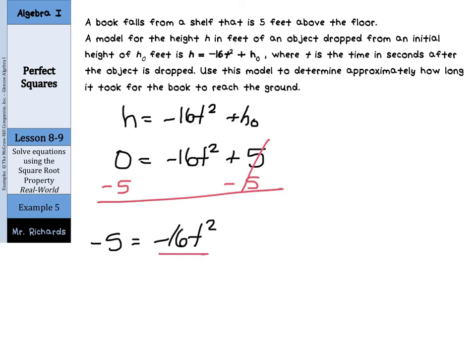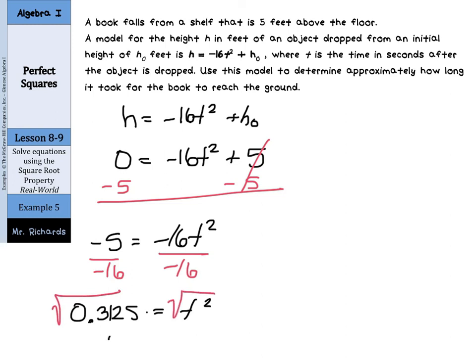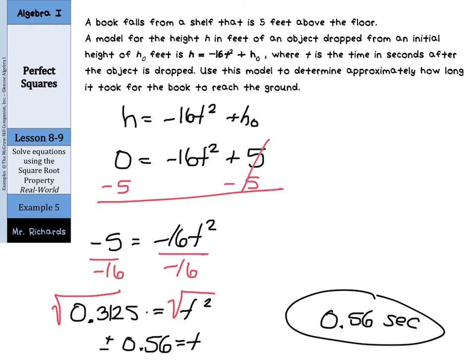If I divide by negative 16 on both sides, I get the decimal, a positive 0.3125 equals t squared. And if I take the square root of both sides here, we're left with plus or minus 56 hundredths is about our t. Well, a negative answer doesn't make sense here, so we're going to take our 56 hundredths of a second as the amount of time it took for the book to reach the ground from a height of 5 feet.